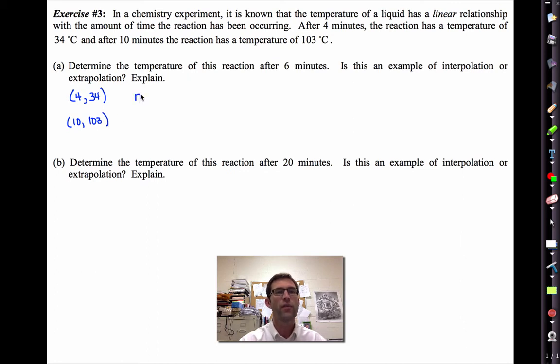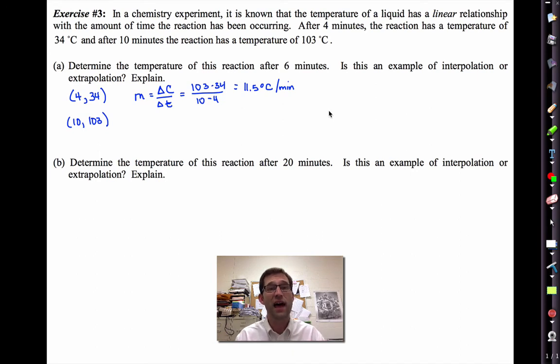From that, I can clearly calculate the slope, right? The change in Celsius divided by the change in time. Is that okay? Which would be 103 minus 34 divided by 10 minus 4. And that gives me, what do I get? A nice 11.5 degrees Celsius per minute. Now that's a really nice thing to have the units there, because it really gives me a sense that for every minute that goes by, my Celsius temperature increases by 11.5 degrees.